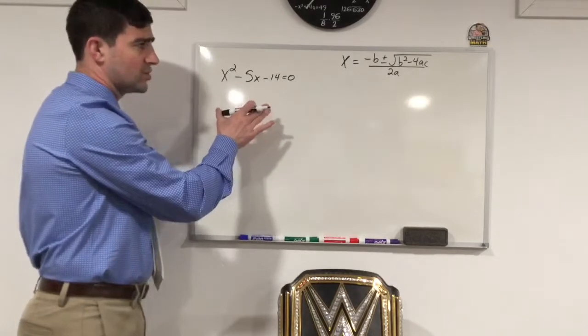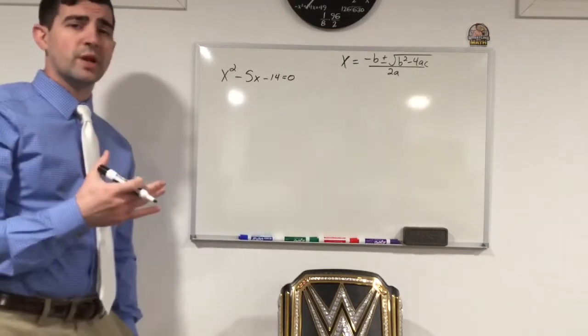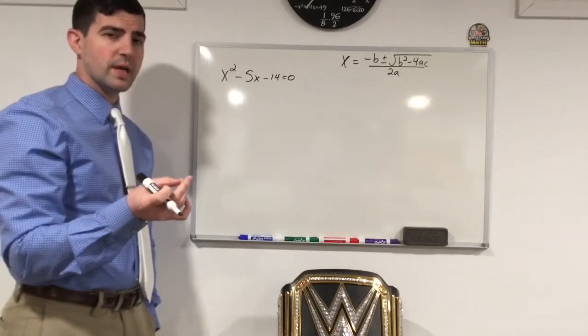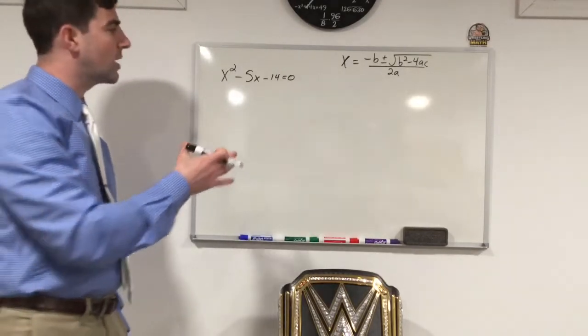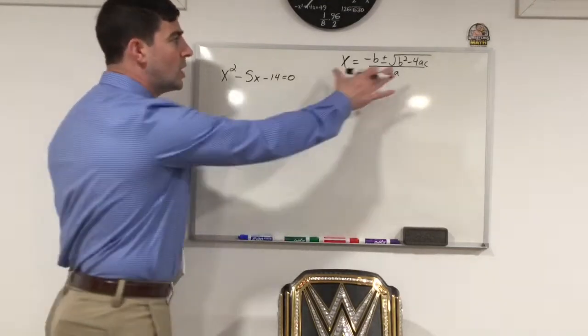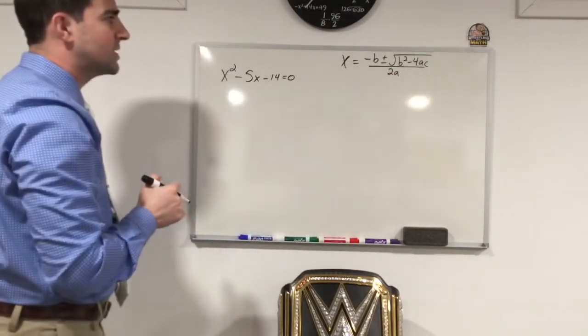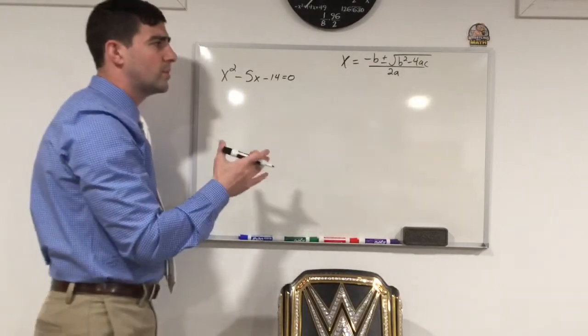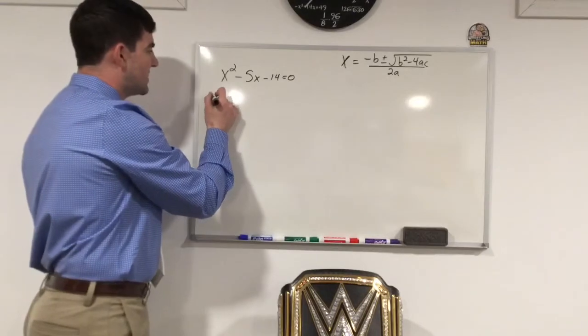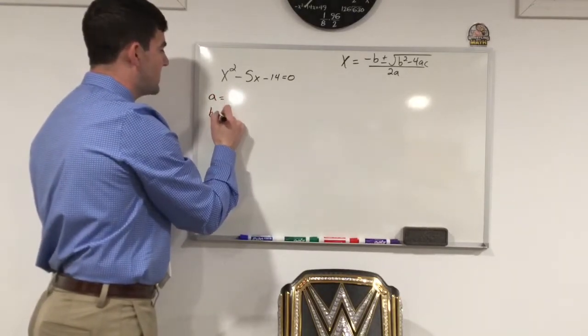What the quadratic formula is doing is finding the solutions to a quadratic equation. Other names for solutions are zeros, x-intercepts, and roots. They're the points where this equation will cross over the x-axis. My formula has x equals negative b plus or minus the square root of b squared minus 4ac, all over 2a.